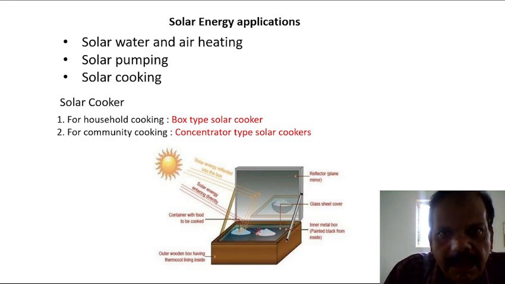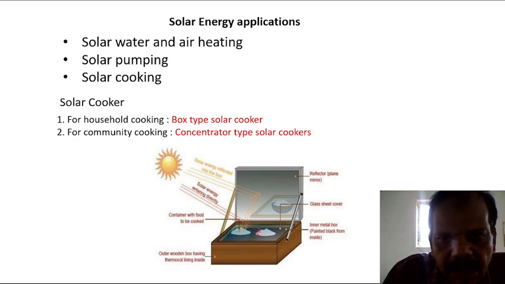Now we'll quickly see the applications of solar energy. We can use solar energy for heating water and air, like in solar water and air heating systems. The energy can be used to pump water in solar pumping, or it can be used to produce heat energy for cooking food materials in solar cooking.